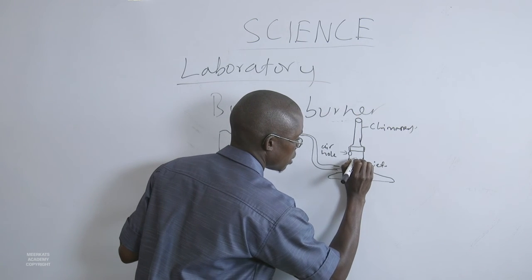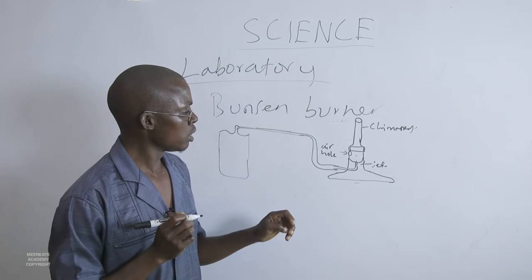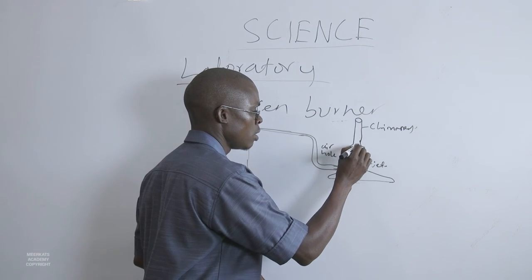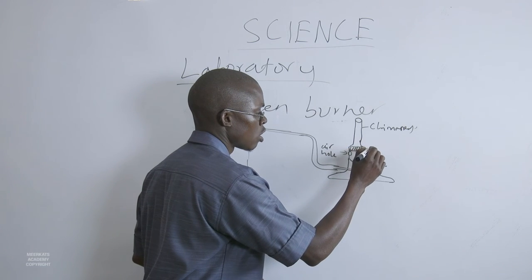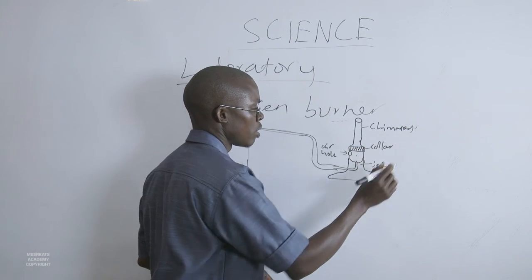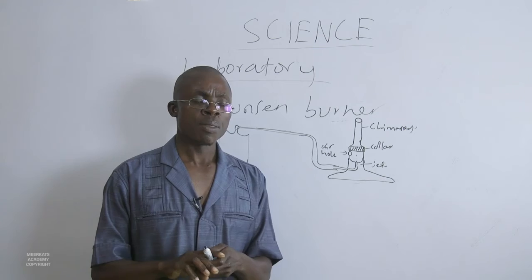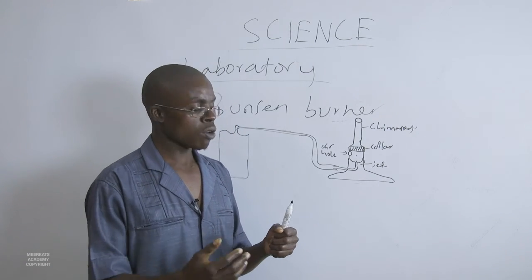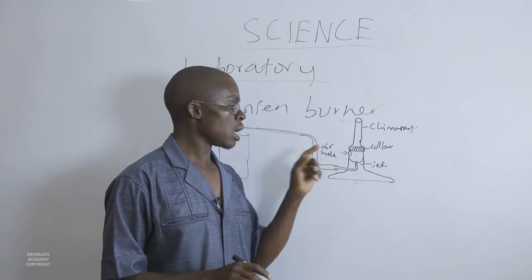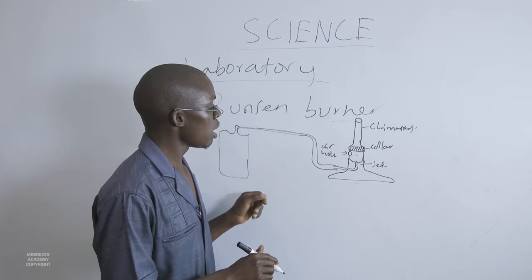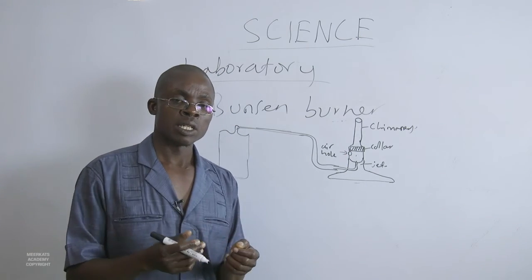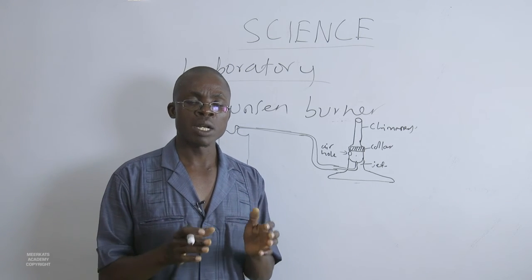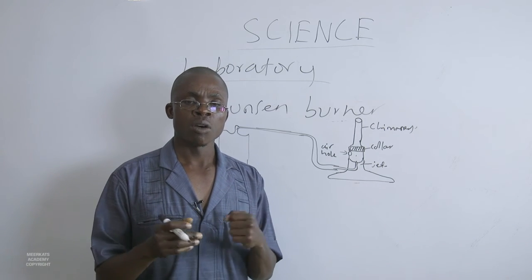So the gas goes out from that point to enter the chimney, and we have what we call the collar. The collar is what you can roll down or up to open the air hole. So this air hole allows air currents to enter. Remember, in a combustion, you require oxygen. For burning to take place, you require oxygen.